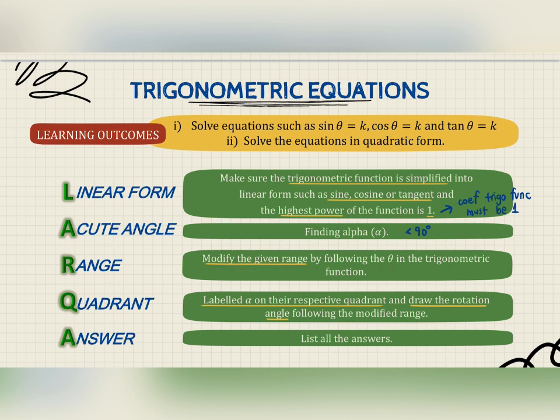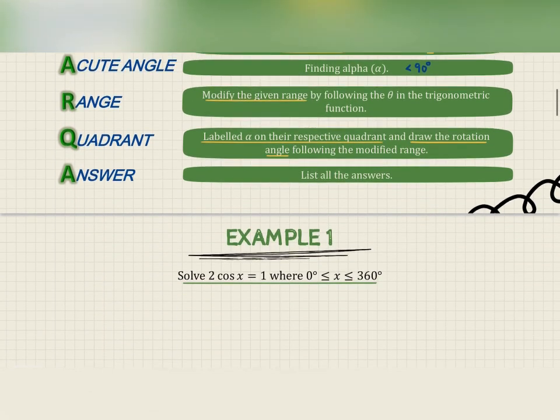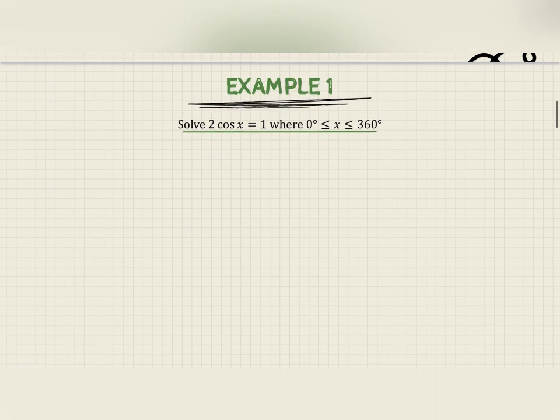Okay, ni nanti saya akan tunjukkan macam mana. And then quadrant. Quadrant is where we label our alpha, alpha yang kita dapat daripada A steps ni. And then kita akan draw juga rotation of the angle, rotation of the range yang kita dapat. Okay, and last kali kita akan list all the possible answers. Okay, so itu adalah larka. So sekarang ini saya akan tunjukkan example yang pertama.